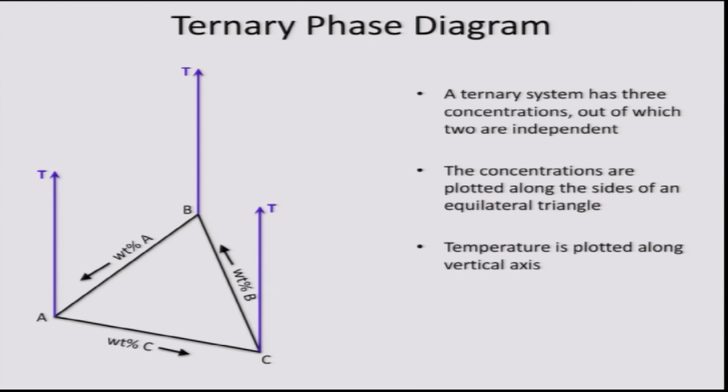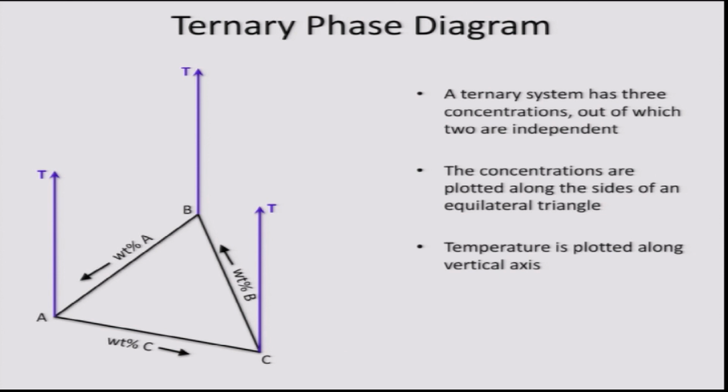At the base of the diagram there is an equilateral triangle which represents 3 concentration variables. So triangle ABC here is an equilateral triangle. Corners A, B and C represent 100% of pure elements A, B and C, and on the vertical axis temperature is represented.